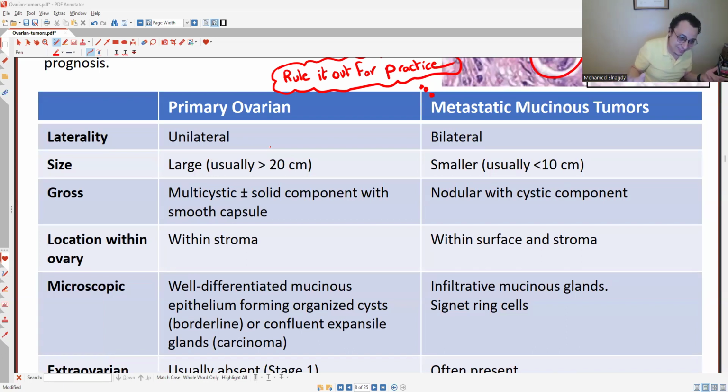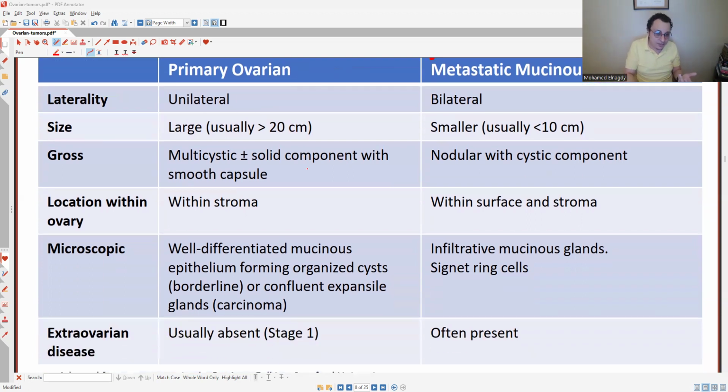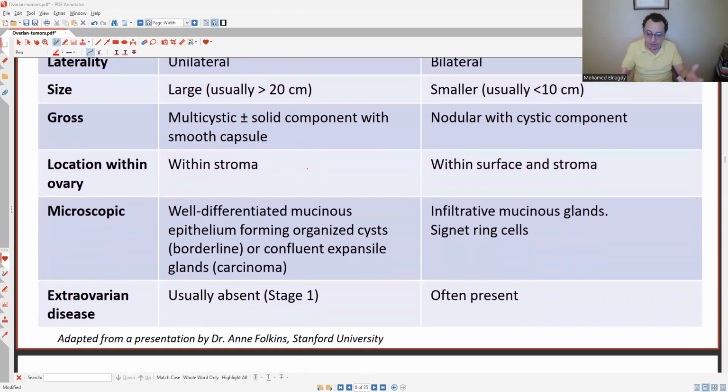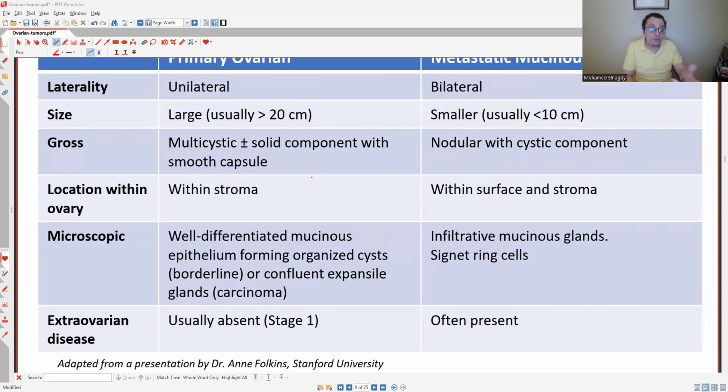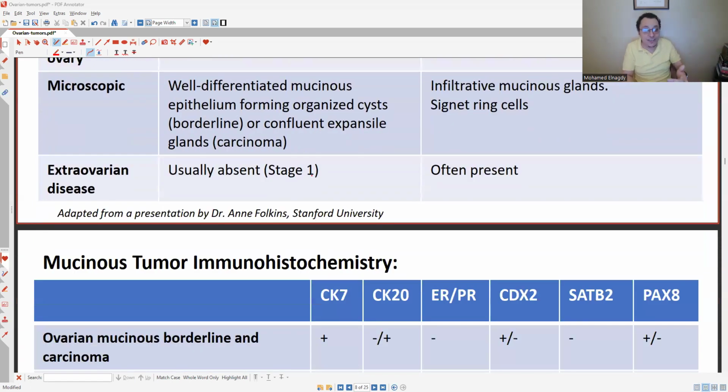Actually, I had a case like this. This is actually not for the boards, it's for board practice. It's just for practice, so that you end up knowing these are the common questions that the attendings usually ask. However, the other layer that you can use to confirm is IHC.